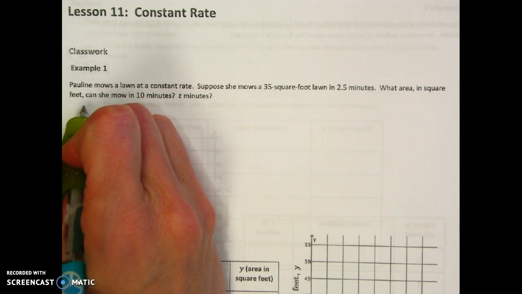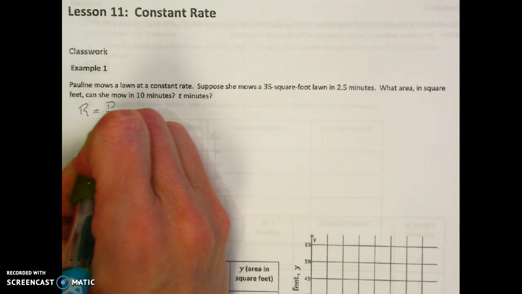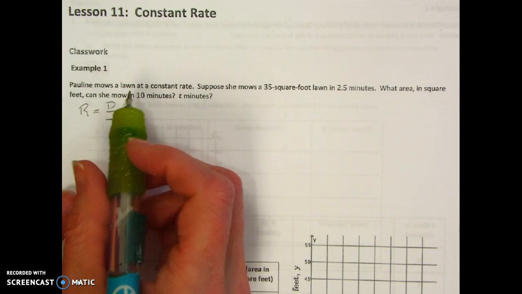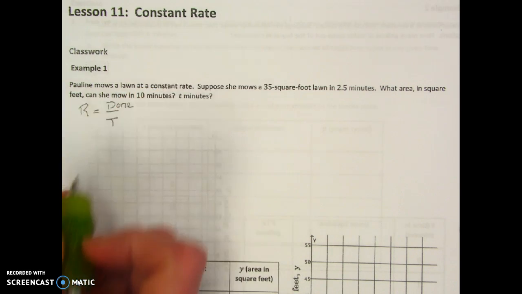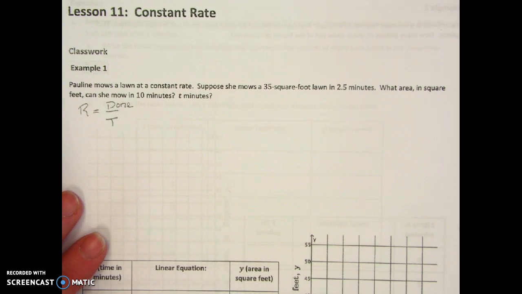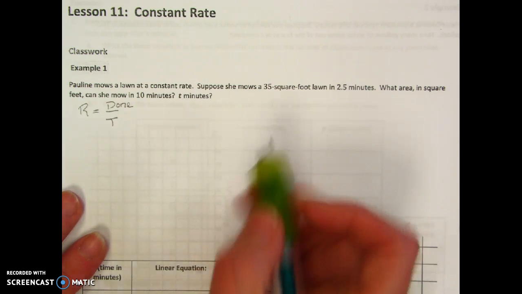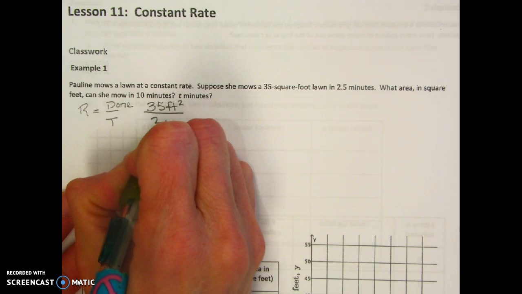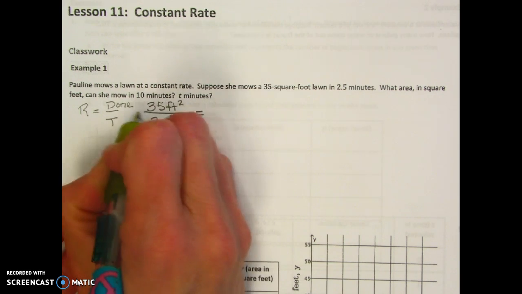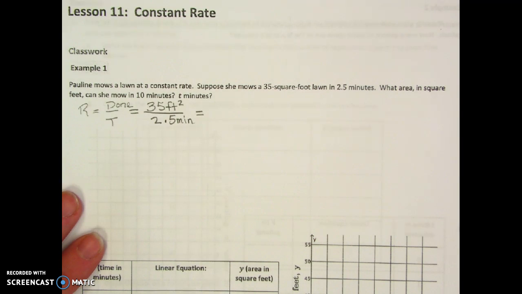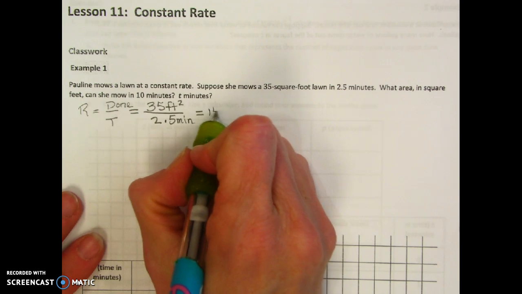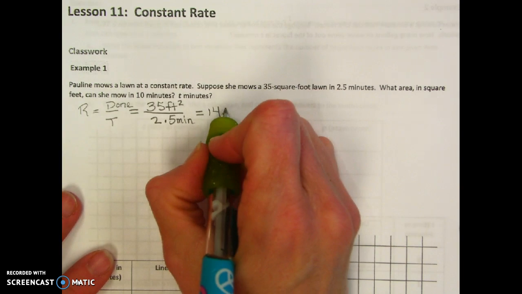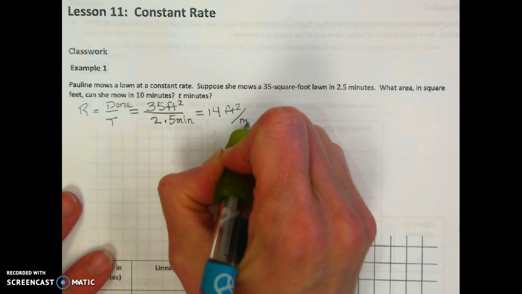So we know that rate equals distance divided by time. It doesn't necessarily have to be distance. It could be what you're getting done in an amount of time. So for this problem, we are getting done 35 square feet in 2.5 minutes. If we divide 35 by 2.5, we get 14. So the rate that Pauline can mow is 14 square feet per minute.